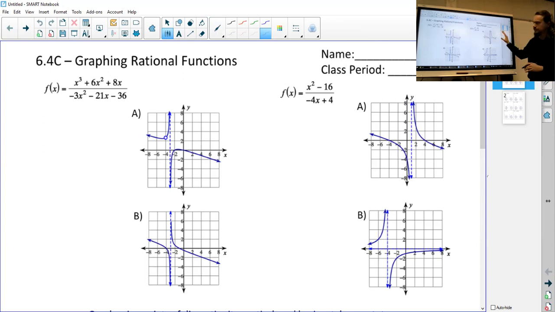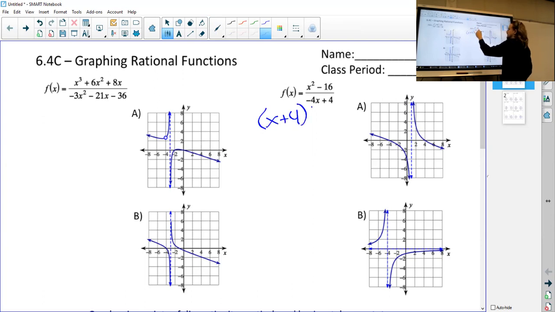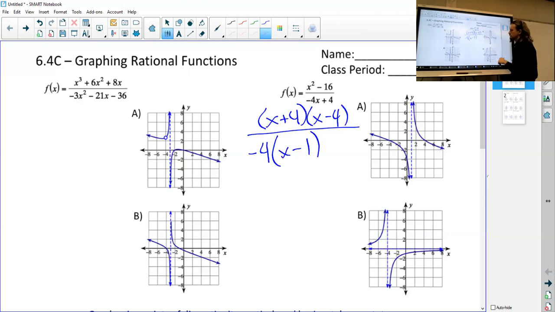So every time, we're just going to factor out whatever we can. So x squared minus 16, that's a difference of 2 squares. It's going to be x plus 4, x minus 4. Okay. On the bottom, we have, factor out a -4 here. So -4, that's going to leave x, and then remember to flip the sign here, right? 4 divided by -4 is -1. So we can see there's nothing to cancel out here. So there's no point discontinuity. We are going to have a vertical asymptote.